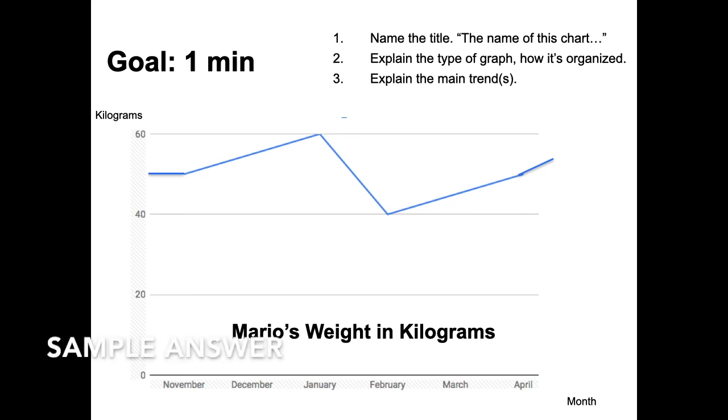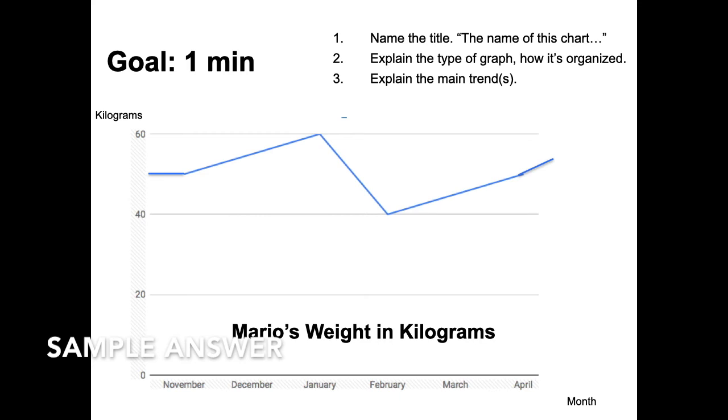The name of this line graph is Mario's weight in kilograms. It's a line graph, and on the x-axis are months from November to April, and on the y-axis is the amount of weight in kilograms from 0 to 60. The main trends look like at the end of the year, Mario gains weight, peaking at 60 kilograms in January. After January, it rapidly decreased to 40 kilograms, so he lost 20 kilograms in February.